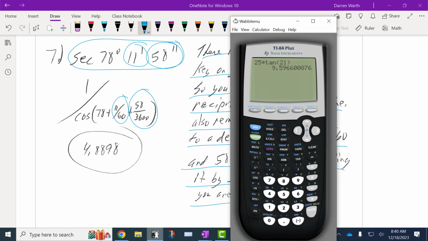So all you have to do now is take your calculator and make sure you type it in correctly. First, check to make sure that you're in degree mode, and it looks like we are. Then we type 1 divided by cosine of 78 plus, with parentheses around 11 divided by 60, plus parentheses around 58 divided by 3600, and close the parentheses. Hit enter, and the answer comes out to be 4.8898.